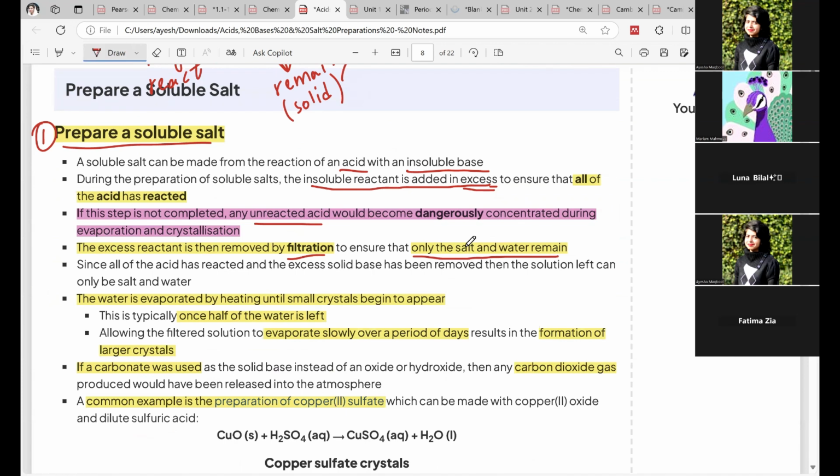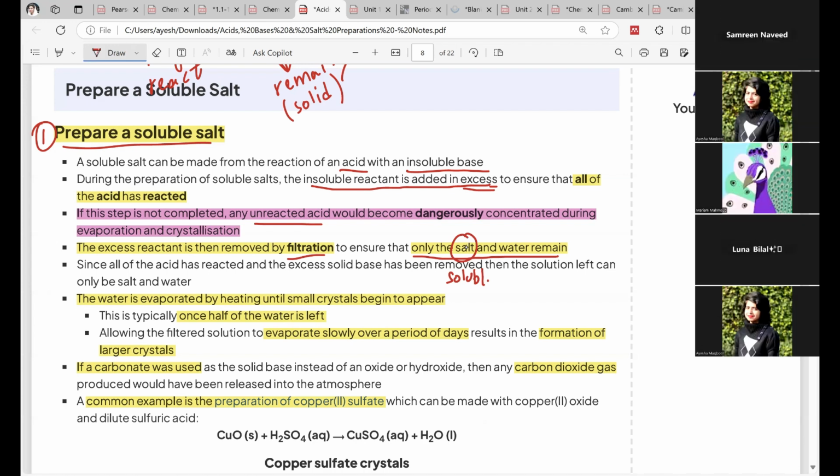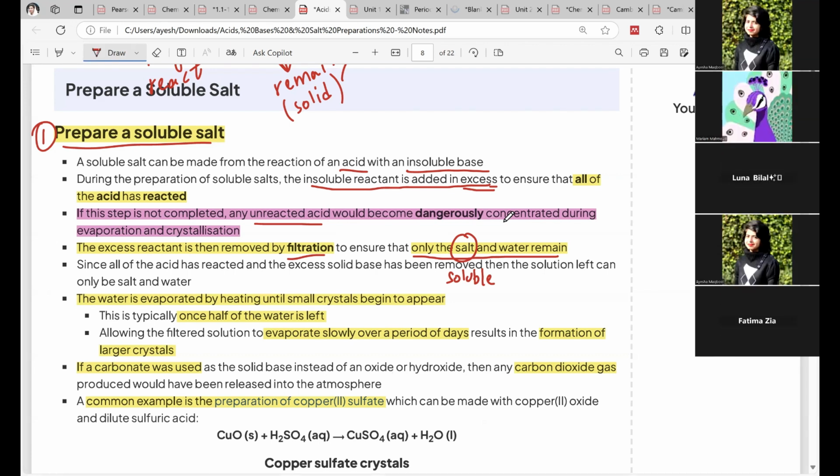How can we separate this salt, which is, remember, soluble? We are making a soluble salt, so it's soluble in water. Crystallization. Right? Yes, crystallization. So we can do crystallization over here. In other words, we have to evaporate the water from here.